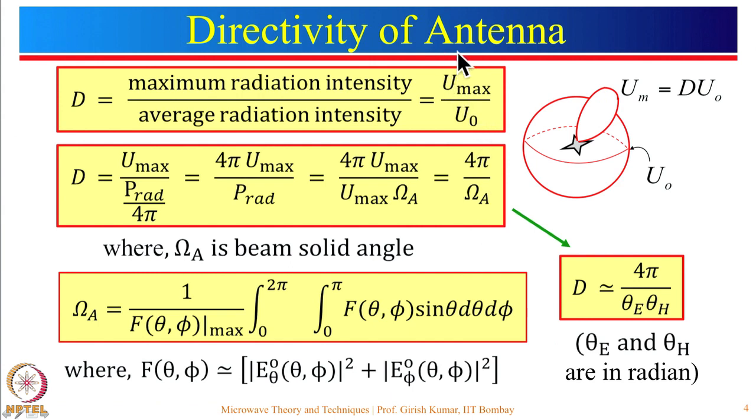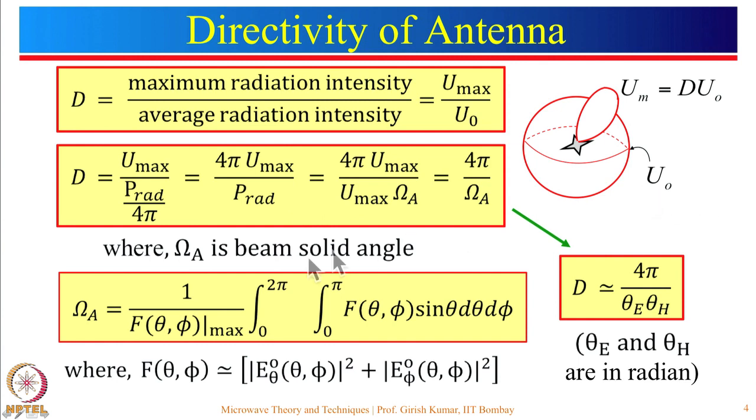Now, how do we define directivity of the antenna? Well, directivity of the antenna is defined as maximum radiation intensity divided by average radiation intensity. So just think about, this is the spherical pattern for which we have mentioned directivity is equal to 1, and this is, let's say, the pattern for a given antenna. So directivity is defined as the maximum value in this particular direction divided by the average value, which is U0. So that is how we define U max divided by U0.